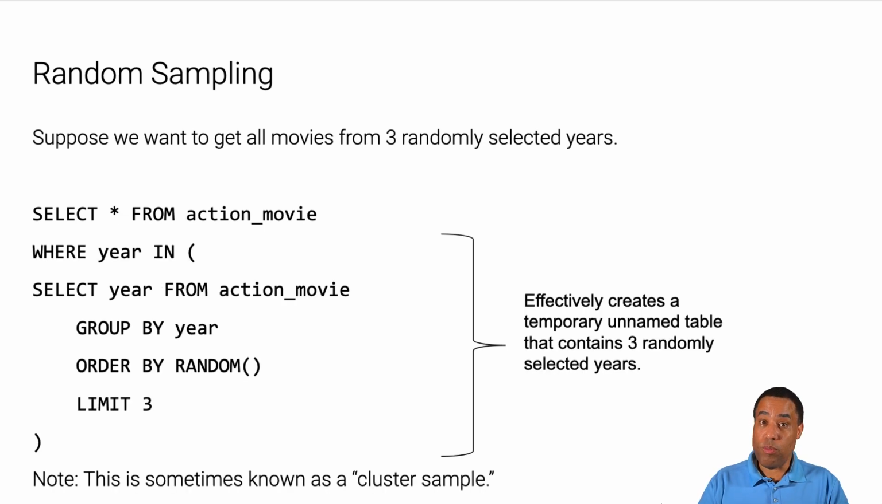Now let's suppose we wanted to get all of the movies from 3 randomly selected years. So that same query that we just did, well, we can use that query as a subquery. So here, we're going to select star from action movie, so all of the rows from the action movie, where the year is in the list, select year from action movie, group by year, order by random, limit 3. So effectively what we've done here is we've created an unnamed temporary table that contains the 3 randomly selected years. This is a subquery. Now what we'll get as a result, that's sometimes known as a cluster sample, because it'll be all of the movies from those 3 randomly selected years.